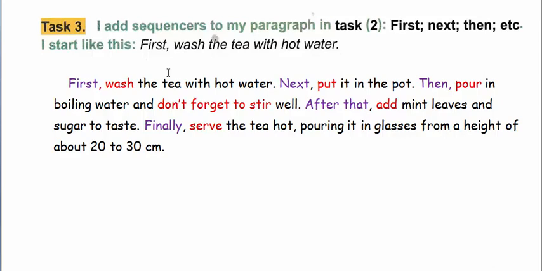First, wash the tea. Pay attention here. You must keep something in mind: after the sequencers, you should always put a comma. Okay? Do not forget this step. First, wash the tea with hot water. Next, put it in the pot. Then, pour in the boiling water and don't forget to stir well. After that, add mint leaves and sugar to taste. Finally, serve the tea hot, pouring it in glasses from a height of about 20 to 30 centimeters.